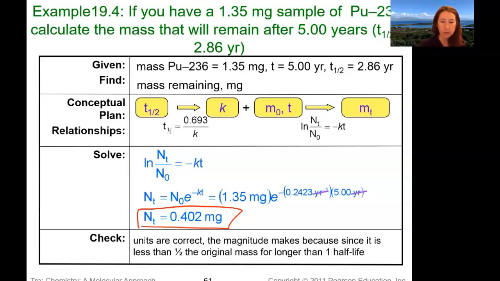Okay, so we started with 1.35. After 5 years, which if you think about it, is about 2 half-lives. So we should have half of 1.35, and then half of that again. If you take 1.35 divided by 2, and then divide it again by 2, you get 0.33, pretty close to 0.4. You can already estimate what you're going to get. Okay, so we got 0.402 milligrams.